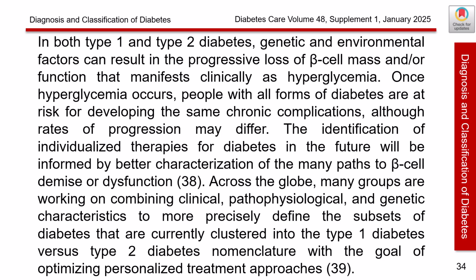Across the globe, many groups are working on combining clinical, pathophysiological, and genetic characteristics to more precisely define the subsets of diabetes that are currently clustered into the type 1 diabetes versus type 2 diabetes nomenclature, with the goal of optimizing personalized treatment approaches.